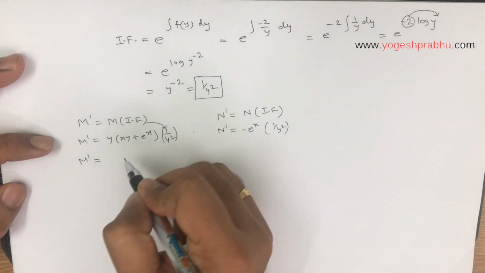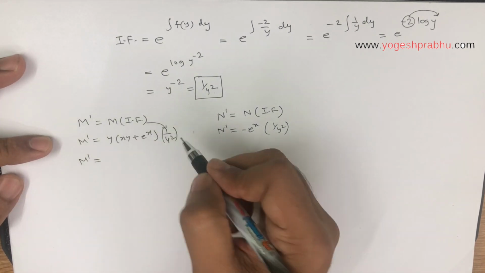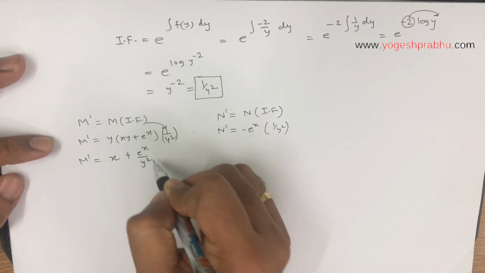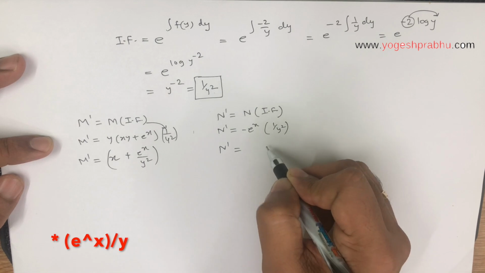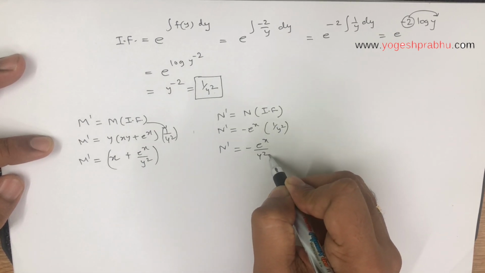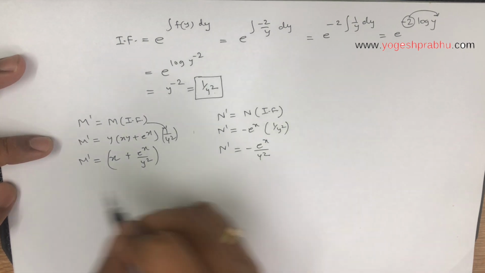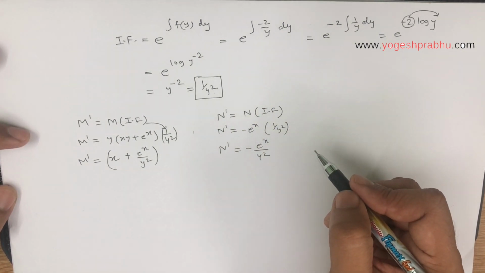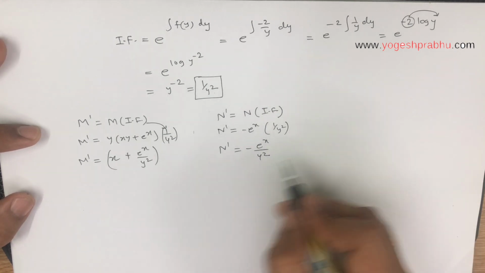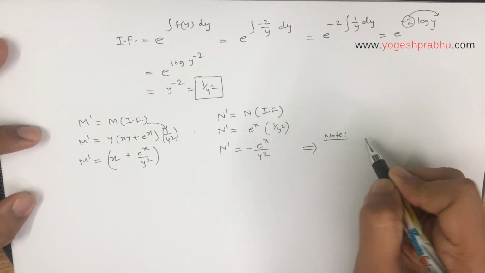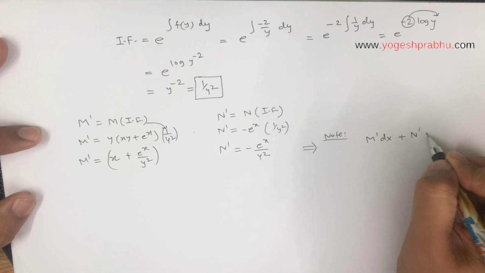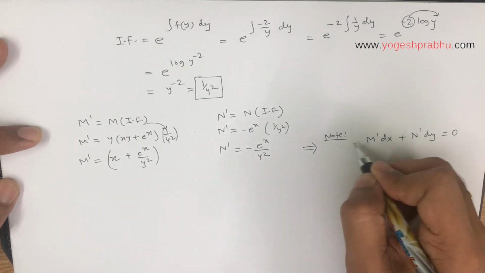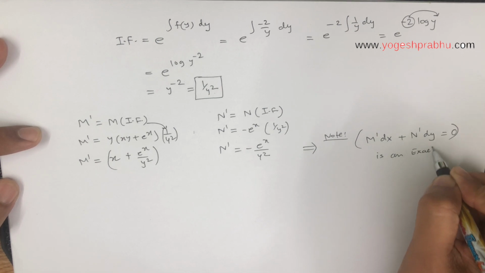I'm calling the new version of M as M dash. When we multiply by 1 over y square here, the first term will be just x plus e to the x divided by y square. That's the new value of M, and the new value of N would be negative e to the x divided by y square. Now when you find M dash and N dash with the integrating factor that we just found, if we make a new equation, it is definitely exact. So always note that if you have M dash dx plus N dash dy equal to 0, this differential equation is an exact differential equation. Let me write that.